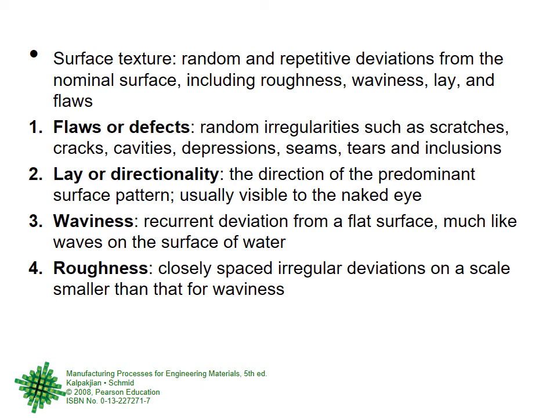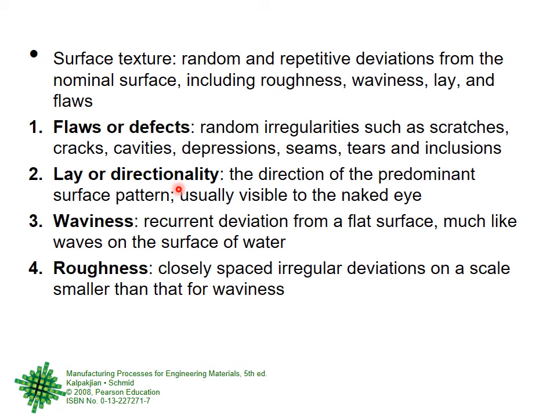So the same things that we just discussed, we are now writing more formally. Surface texture: random and repetitive deviations from the nominal surface, including roughness, waviness, lay and flaws. So a combination of all of this is called surface texture. Flaws or defects: random irregularities such as scratches, cracks, cavities, depressions, seams, tears, inclusions, which are not on the overall surface, which are only on individual locations.